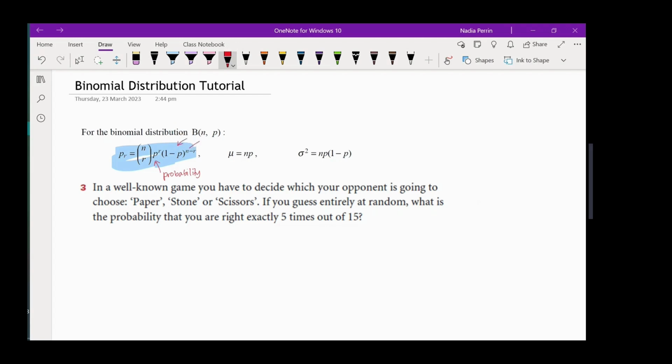The other thing that we need to know is the number of trials. So N is for the number of trials. So how many times are they trying to have this outcome? And then R is what I call the question. So what are they wanting to know?